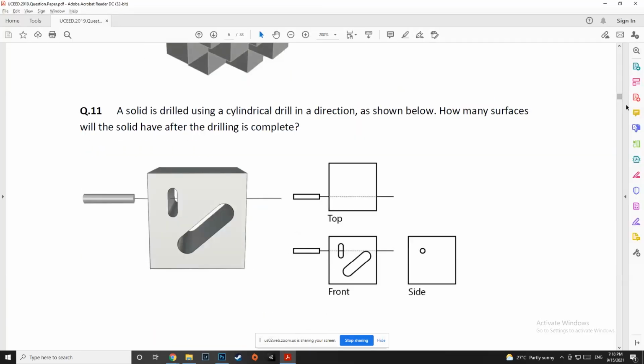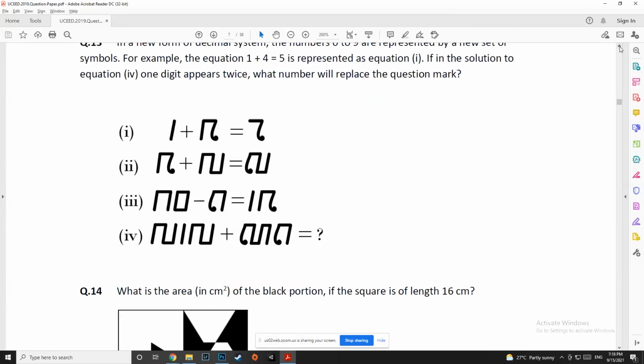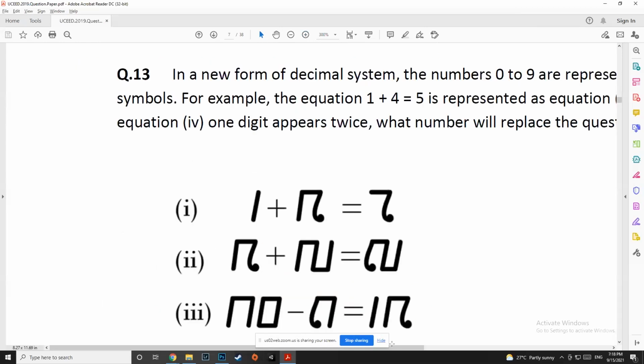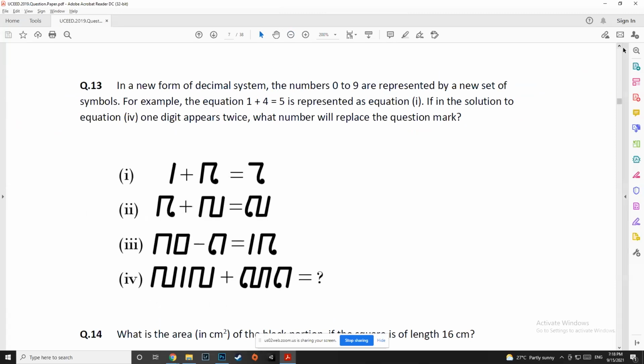Now, again, we did surface counting, right? Okay, let us not do any more surface counting. Let us do this question. Now, this is absolute and pure logical reasoning. There is nothing you need to know beforehand. But if you read the question properly, you should be able to do it.